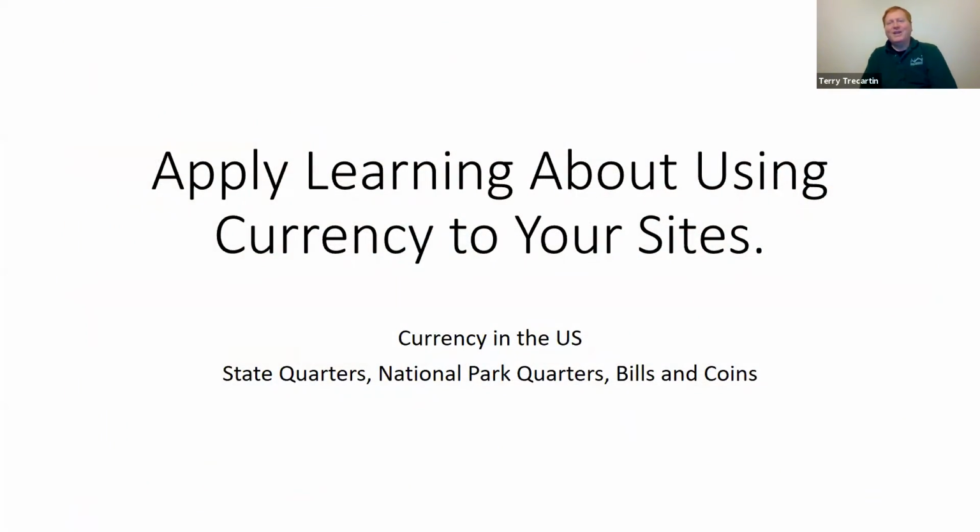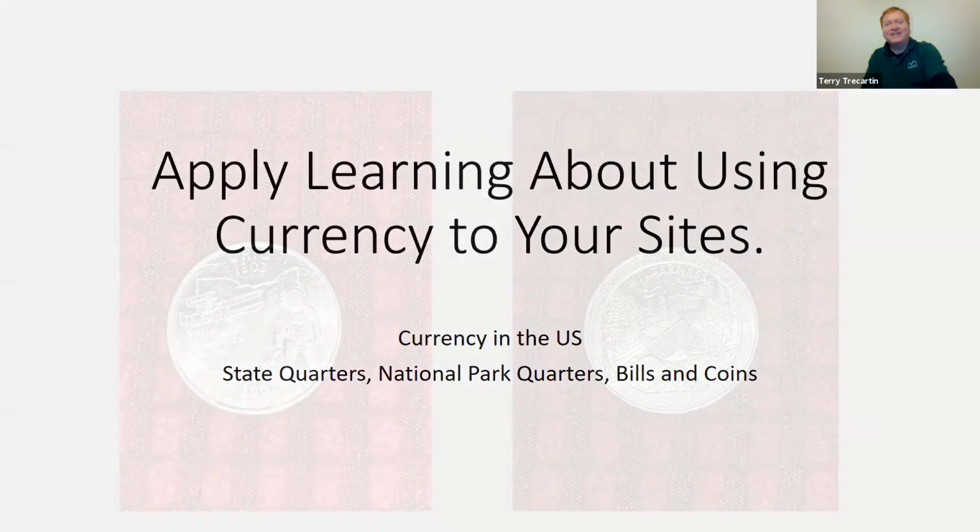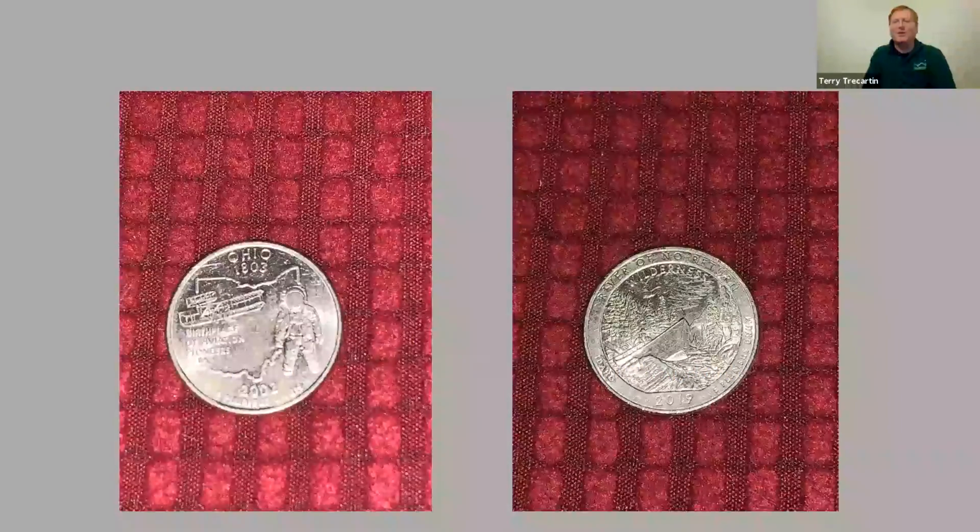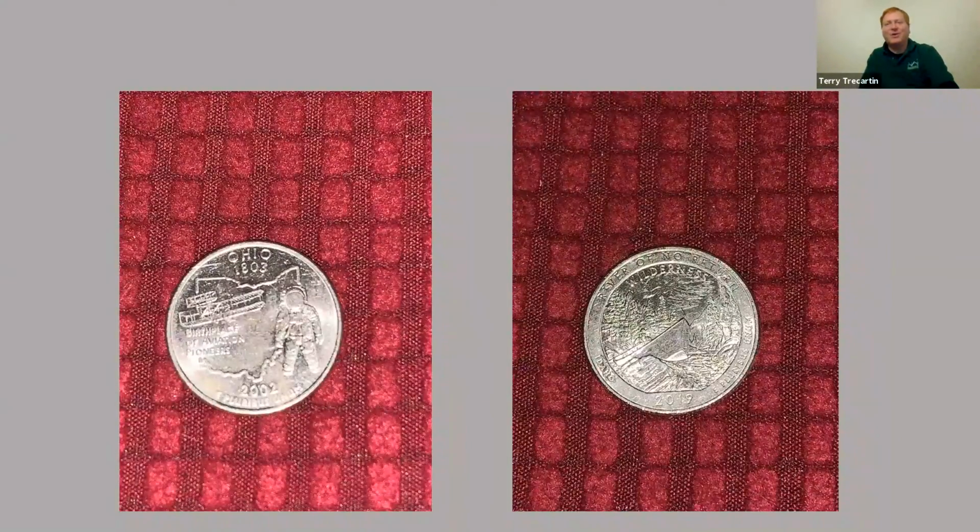So, how can you apply the concept of relevance to your own site? Reach in your pockets and pull out what's there. Do you have any state quarters or national park quarters or any coins or bills of other sites? Here are two examples of coins from the United States. One is a state quarter and one's a national park quarter.